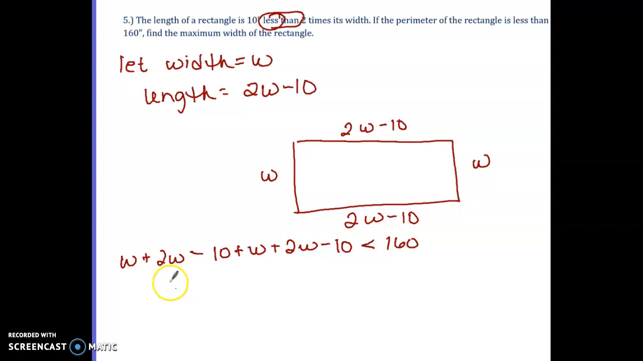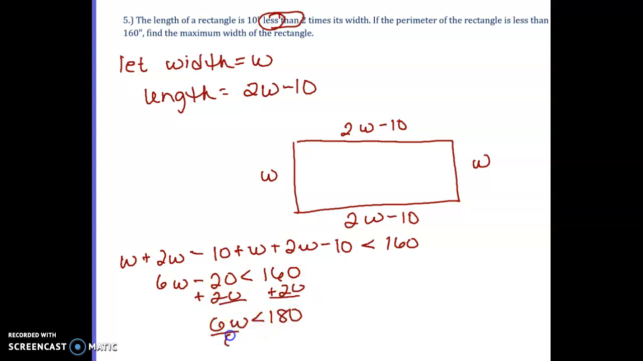Okay, when we combine our like terms, we get 6W minus 20 is going to be less than 160. We add our 20 to both sides. 6W is going to be less than 180. So when we divide by 6, our W is going to be less than 30. So since it's just less than, the maximum width of the rectangle can't be 30 because it's got to be less than 30. So we're going to have to say something like 29.99999. It's kind of a weird question. Okay, inches.